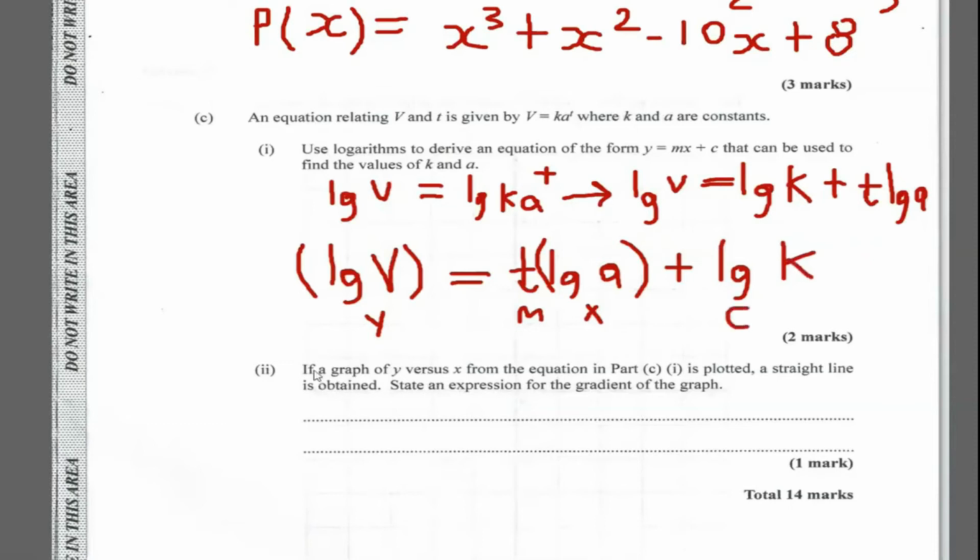All right, and it says if a graph of Y versus X from equation C1 is plotted, a straight line is obtained. State an expression for the gradient of the graph. Now, what are we saying? The gradient will be M. And so from what we have above, the gradient is log A. So we can tell them that the gradient is log A. That's the gradient, if we were to plot a graph.